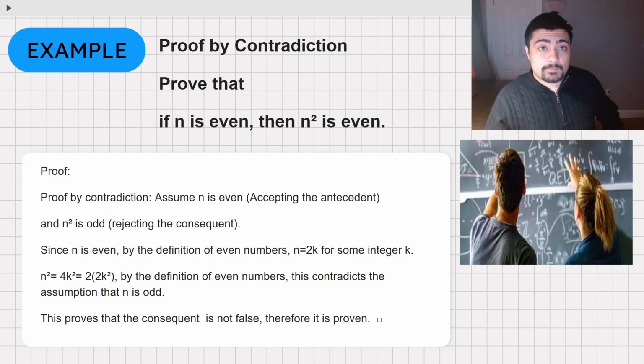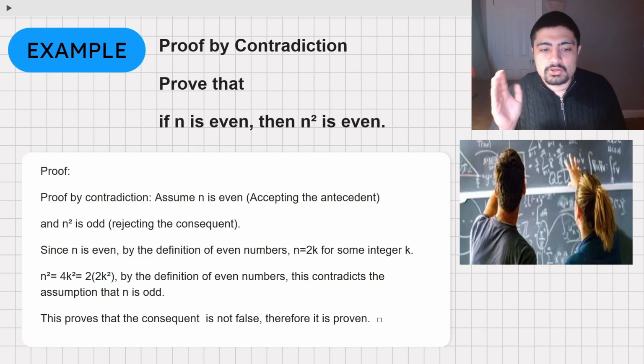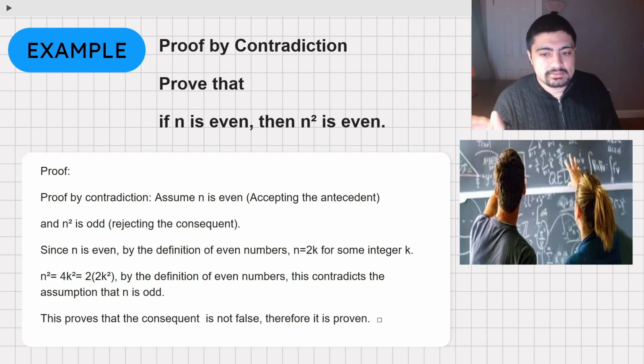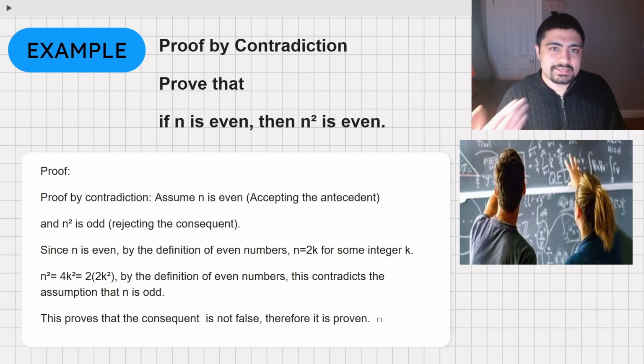Since n is even, by the definition, we're always going to go with definitions the moment we make assumptions, because definitions are basically there to show what's going on and prove it. So by the definition of even numbers, n is equal to 2k for some integer value k. n squared is 4k squared, as we discussed, which is 2 times 2k squared. Well, 2 times 2k squared is an even number. And by the definition of even numbers, this contradicts the assumption that n squared is odd. This proves the consequent is not false, therefore it is proven.